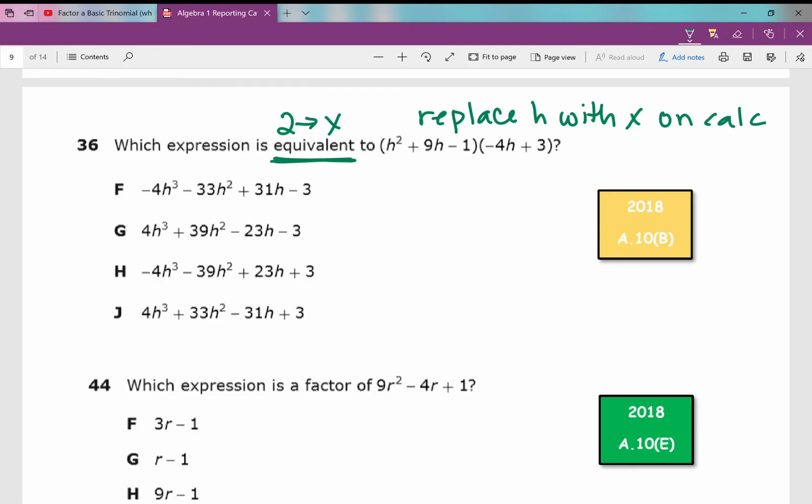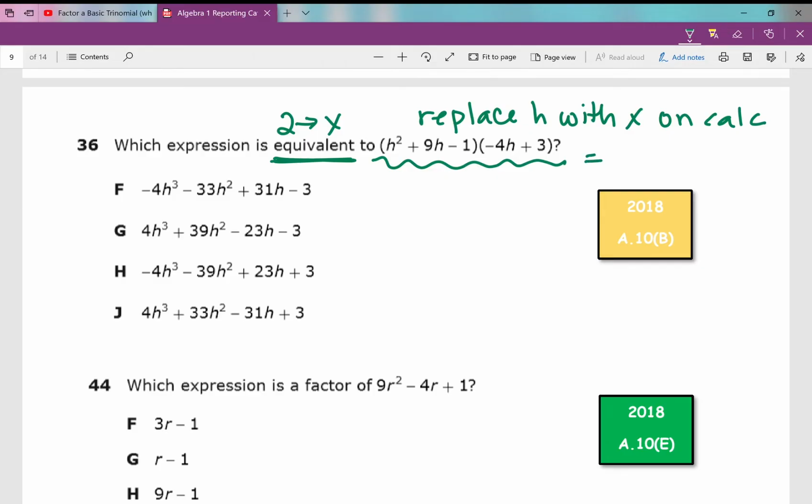Let's replace h with x on our calculator, and then just type in x squared plus 9x minus 1. You type it in exactly as you see it. The only thing we're doing is replacing h with x. What do we get when we press enter?